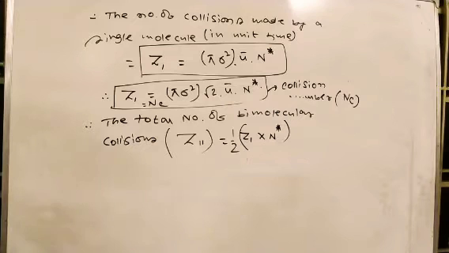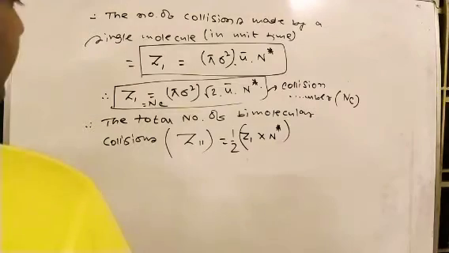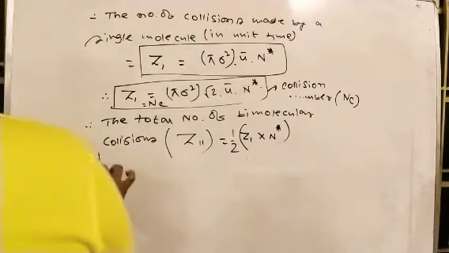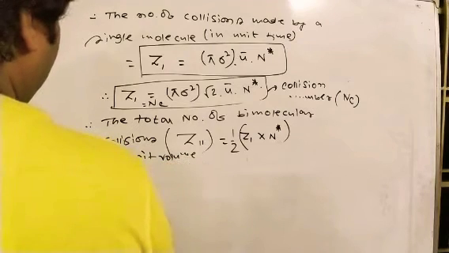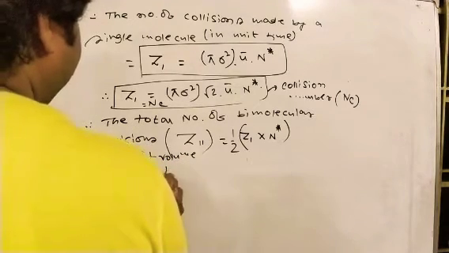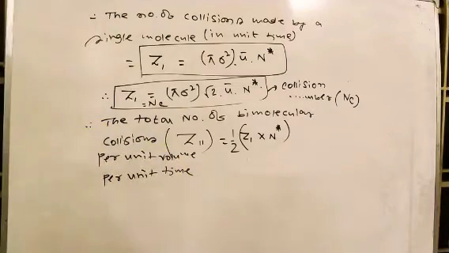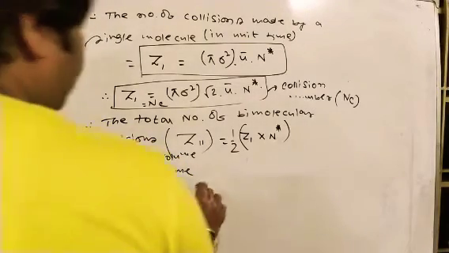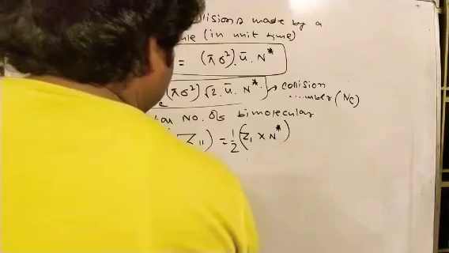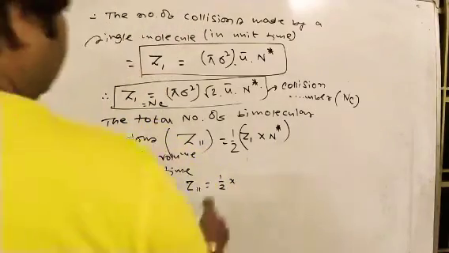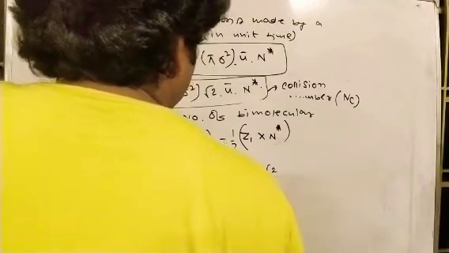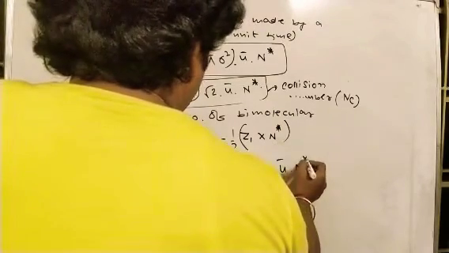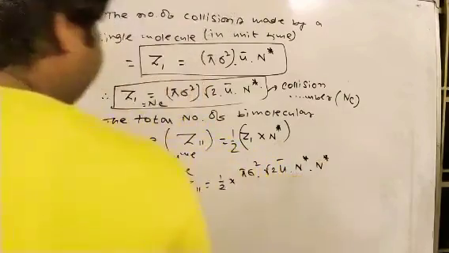Number of bimolecular collisions per unit volume per unit time. This is the number of bimolecular collisions equal to this, per unit volume, per unit time. So let us see how much it should be. Z11 is equal to half into, what is Z1? Z1 is equal to pi sigma square into root 2 U bar into N star, multiplied by N star.